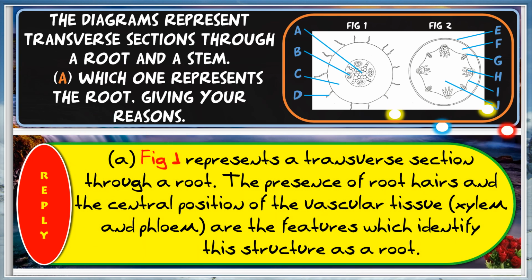Part A. Figure 1 represents a transverse section through a root. The presence of root hairs, and the central position of the vascular tissue, that is the xylem and the phloem, are the features which identify this structure as a root.